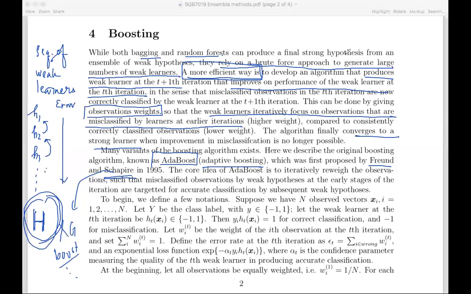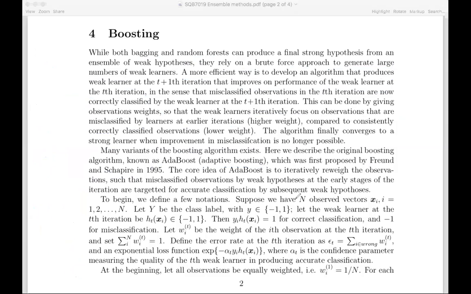Okay, so let's look at the notation here. You have n observed vectors, and your y is your class label, so you have -1 and +1. Let the weak learner at the t-th iteration be this. So basically your h_t is the weak learner at the t-th iteration, and you feed it with data.